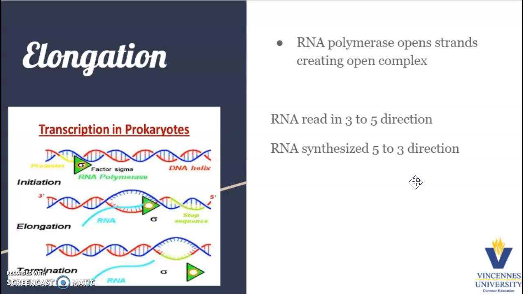Next we have elongation. And some key points to remember is that the RNA polymerase slides along the DNA, creating an open complex as it moves. And another important thing to know is even though the RNA reads in the 3-5 direction, it's synthesized in the opposite 5-3 direction. So that means even though it's reading one way, it's actually being constructed in the opposite way, or the 5-3 way.